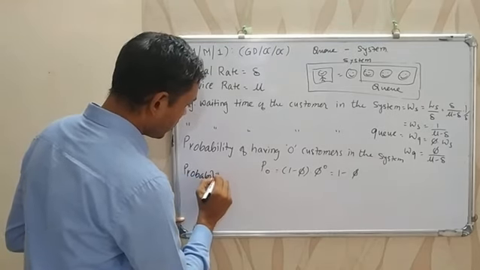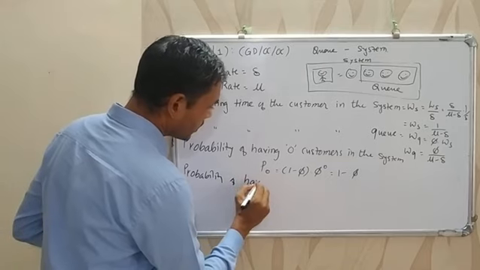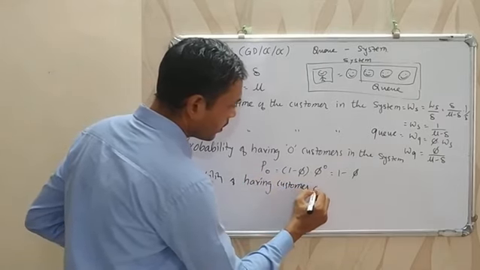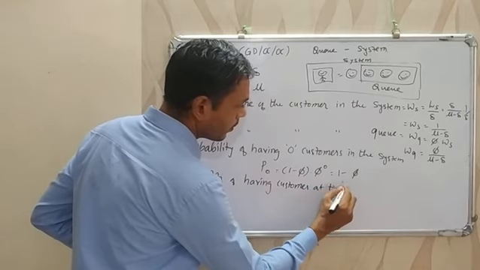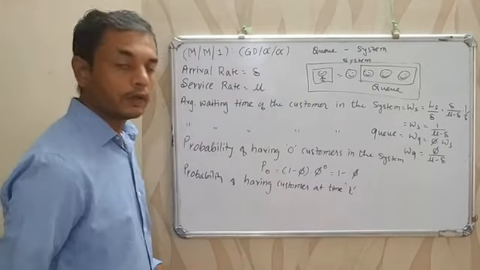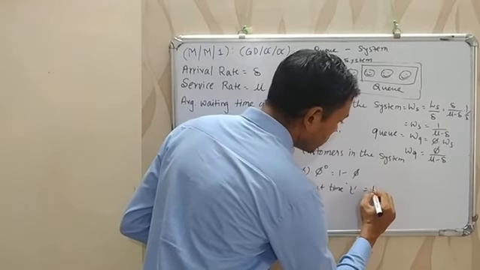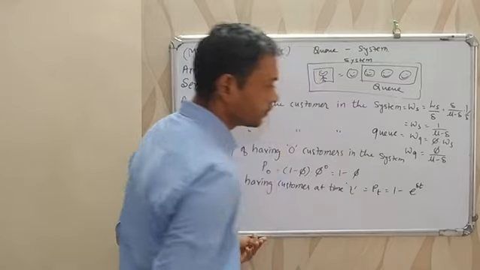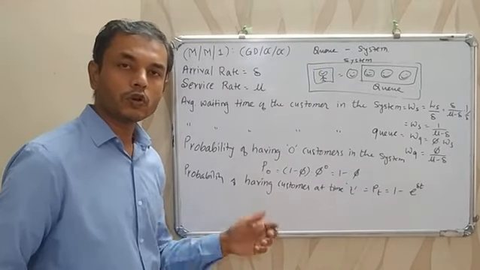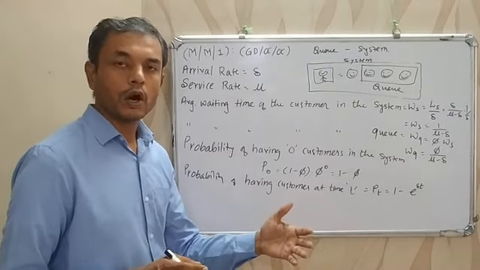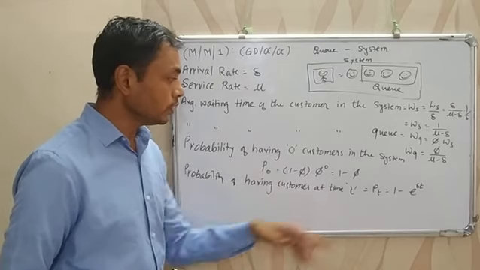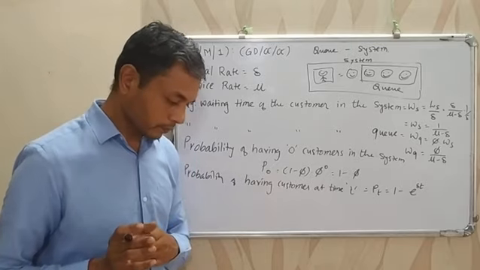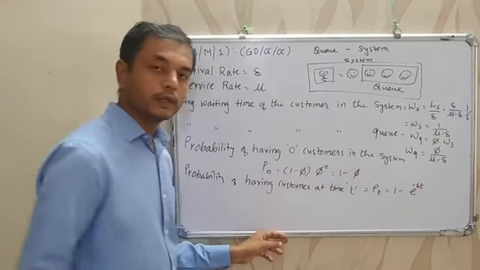Now next is the probability of having a customer at time t. That is represented as Pt equal to 1 minus e raised to minus delta t. So for an instance of time, say 5 minutes, how many customers will be in the queue? Pt equal to 1 minus e raised to minus delta into 5, like that.